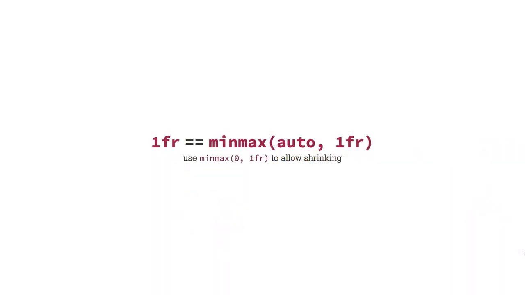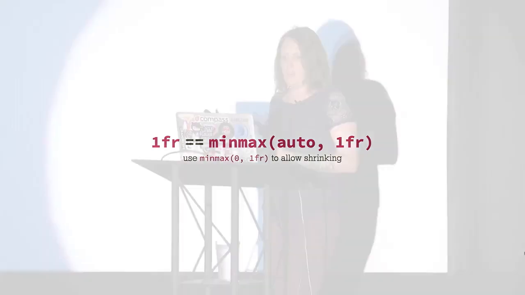By default, one fraction actually means min-max auto, one fraction, which can be very confusing because sometimes auto is huge. So it's very common that you'll need to set min-max 0, one fraction or something like that to give a min width to it for it to start from. So it's not thinking it has to stay a minimum of a huge amount.